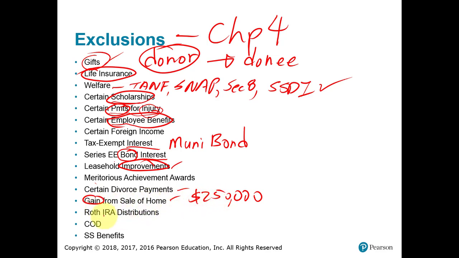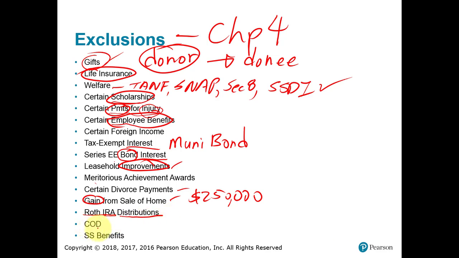If you take money out from a retirement account, specifically a Roth IRA, taking money out is called a distribution, and if you meet the requirements, that's tax-free income.